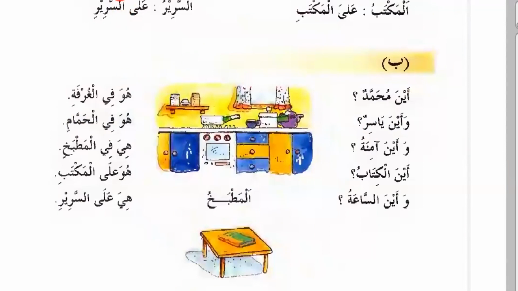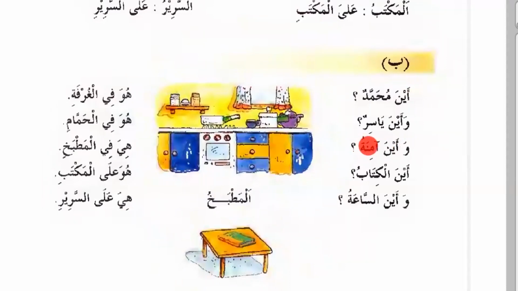I showed you the hammam, it is here, right? It's the washroom, the bathroom. Huwa fil hammam, he is in the washroom, right? Washroom. Then we have here wa aina Aminatu. So what you can see, what do we call this? The ta marbuta, you can see it.